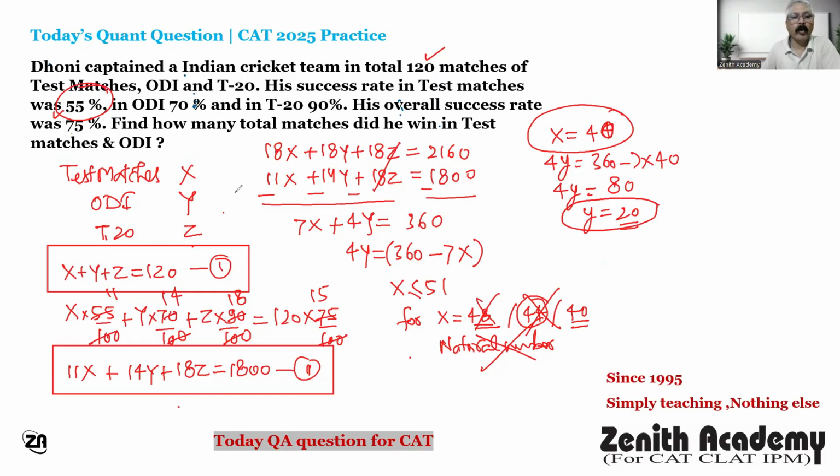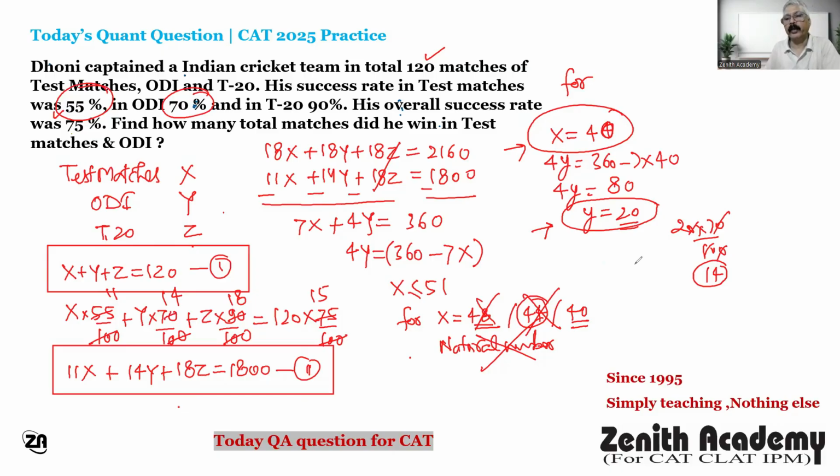Now look here. y is what? ODI matches. And ODI has 70% success. So 70% of 20 is what? It is the natural number 14. Okay, this possibility is right. If you take 70% of 20, then it is 14, and 14 is a natural number. So there is a possibility of 20 for y. For x equal to 40, y is coming 20.